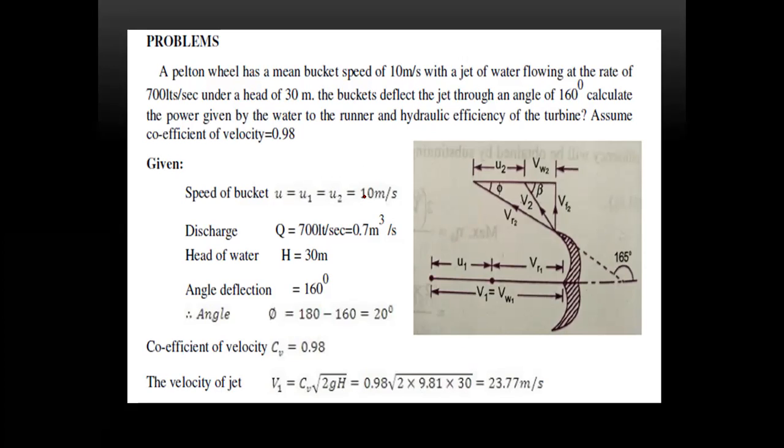Now the Pelton wheel problem: the mean bucket speed is 10 meters per second, the rate is 700 liters per second, the head is 30 meters, and the deflection is of the bucket. Every time I am telling you, read the question two or three times and write the minimum given data, the figure, and the formula. If you write this, you will get minimum 4 or 5 marks for every question in the external question paper.